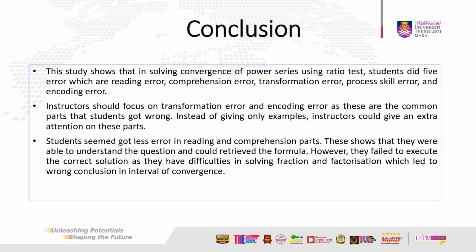This study shows that in solving convergence of power series using the ratio test, students made 5 errors, which are reading error, comprehension error, transformation error, process skill error, and encoding error. As a conclusion, instructors should focus on transformation error and encoding error, as these are the common parts that students got wrong. Instead of giving only examples, instructors could give extra attention to these parts.